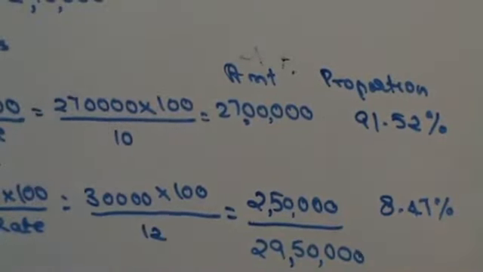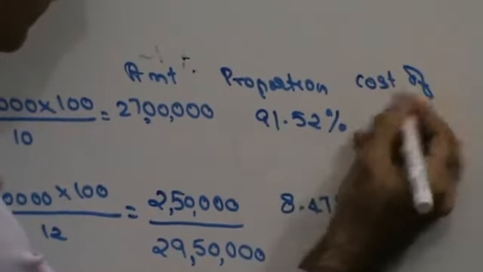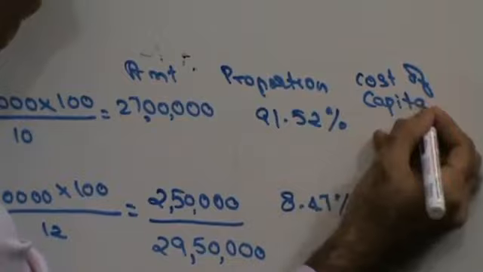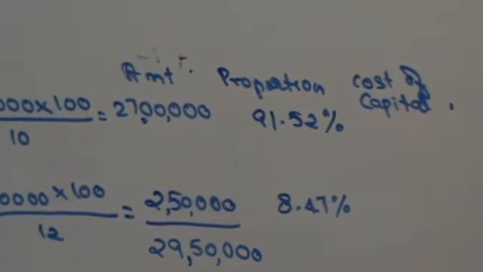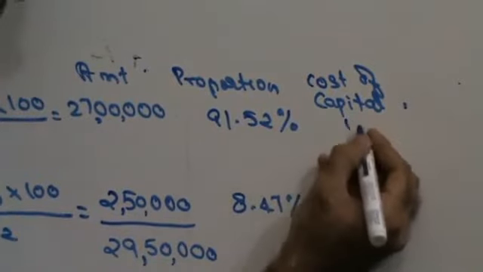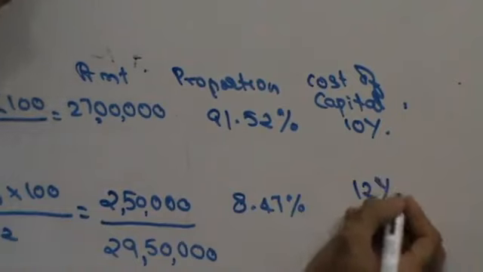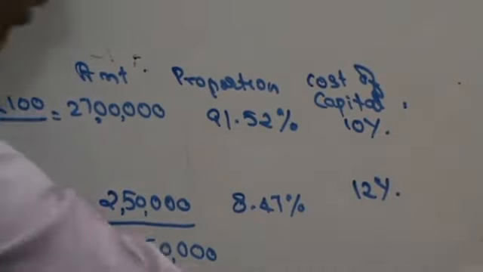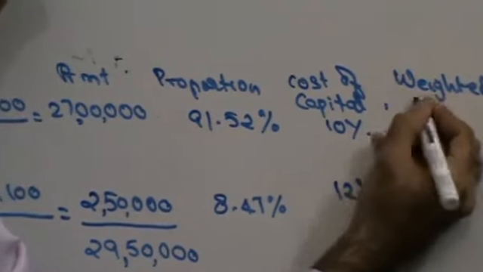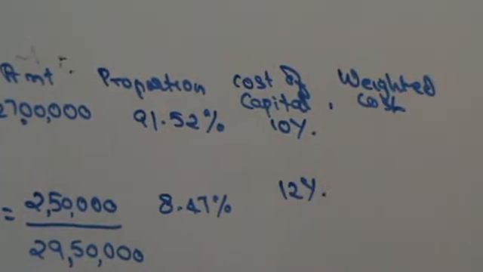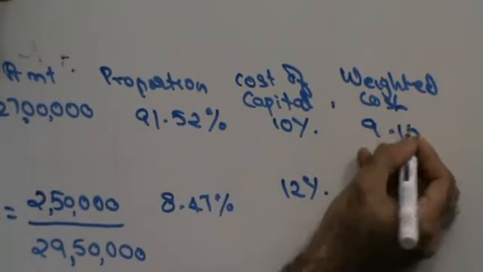Right? Now, let's find out the cost of capital. They've already given you that cost of equity is 10% and cost of debt is given to you as 12%. So now you can find out your weighted cost. Weighted cost 91.52 into 10% is 9.152.